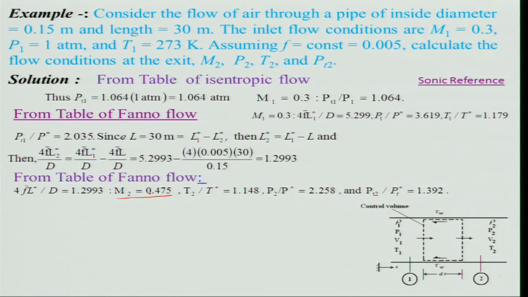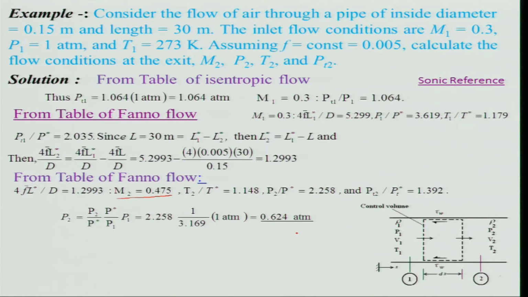Now, we got what will be the M2 here, which is higher than the inlet Mach number, that is 0.3, right. And also we will get all these properties, T2 by T star, P2 by P star, and Pt by Pt star, all those values. Then after that it is very easy: P2 is equal to P2 by P star into P star by P1 into P1. P1 is known, this ratio we know already, and P2 by P star we know, so we just substitute and get this value.